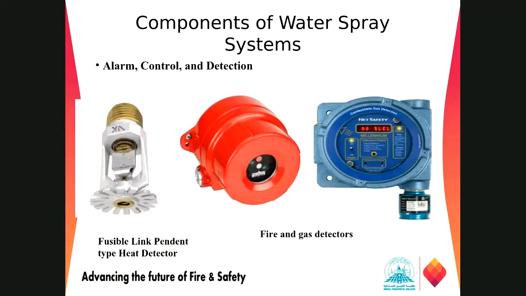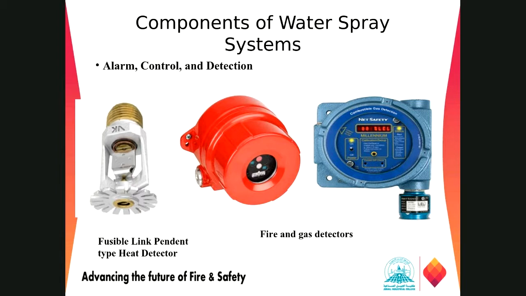And then we have detection devices, right? We have alarm control and detector devices. On the left we can see we have a fusible link in the center, and lastly we have fire and gas detectors. So those deluge valves need some kind of activation devices. Either in the same area we have a fusible link, or we have fire or gas detectors, based on the different design philosophy.